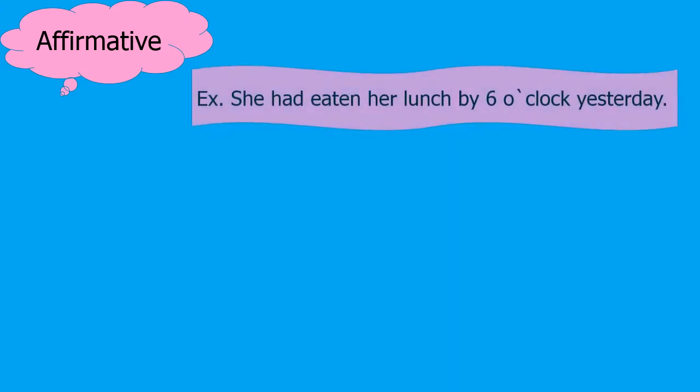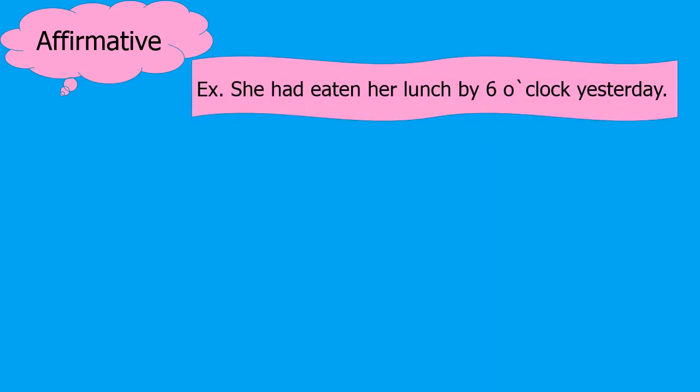Let's emphasize what we have said in this lesson. We are talking about the past perfect, the affirmative form of the past perfect, had plus past participle. For example, she had eaten her lunch by 6 o'clock yesterday. Here we use the past perfect to talk about an action that happened in the past before a specific time.